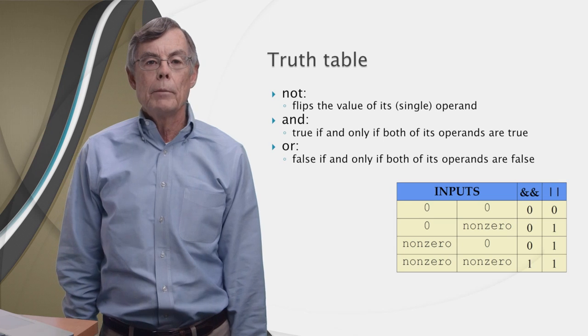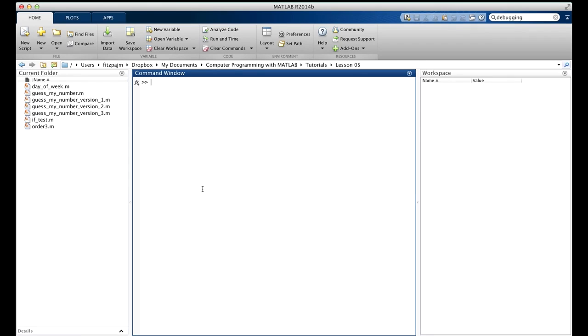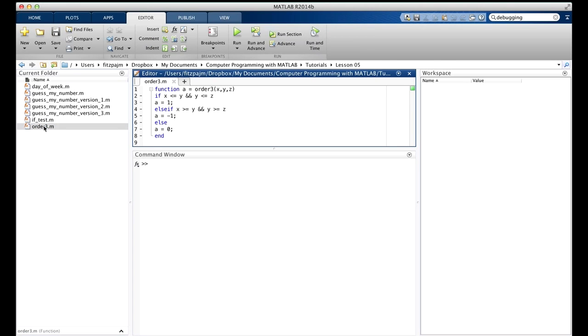Now let's see some examples. Suppose we want a function that takes 3 inputs and returns one of the following 3 values. A 1 if its 3 inputs are in increasing order, a -1 if they're in decreasing order, and a 0 otherwise. Well, we've already written a function that does that called order3 over here. Let's have a look at it.